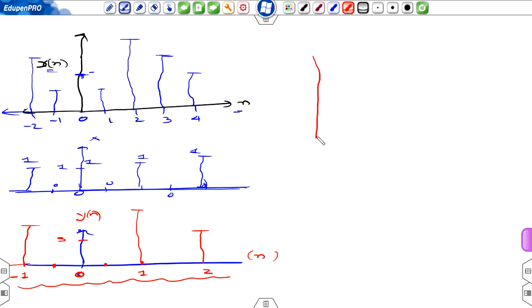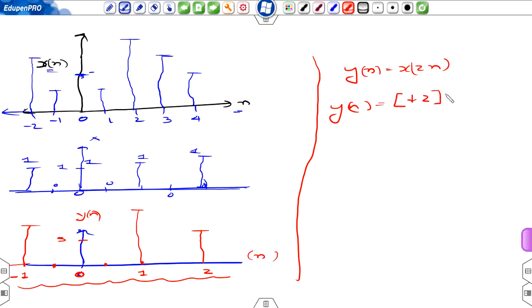Okay, so mathematically I can write y[n] is equal to x of 2n, and I can also represent this in this way, y[n] equals the downward arrow, meaning downsampling by factor 2, of x[n].